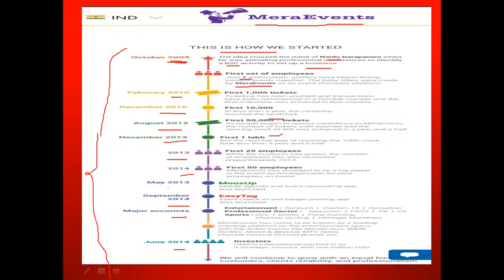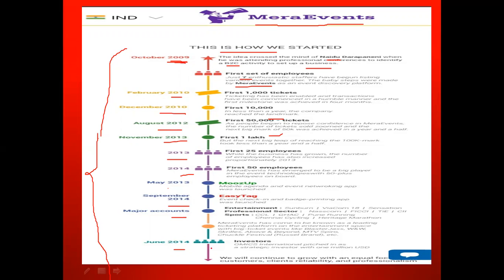Next, the major accounts: entertainment, professional sectors, sports. If you have free time, open www.meraevents.com and you can see what is happening in Hyderabad, Bombay, Delhi. All the events are stored in one database so that you can buy the tickets, just like how you purchase movie tickets, they also have events going on city-wise.